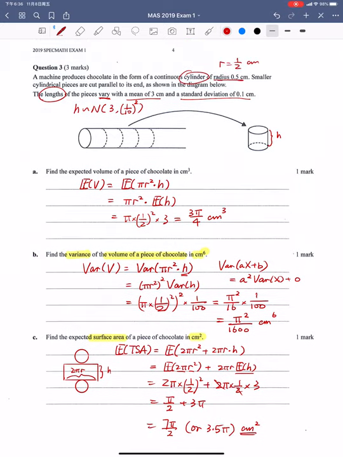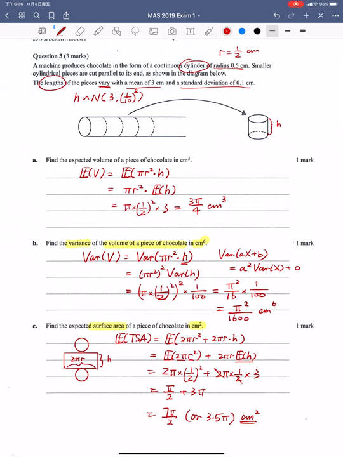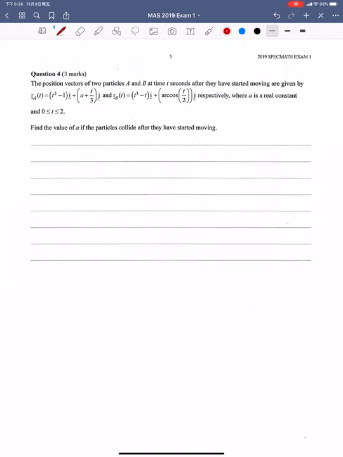All right. Pretty good question. Brand new idea. Let's move on. The position vectors of two particles A and B at a time t seconds after they have started moving. That means I must have a value of t greater than 0. Are given by this vector and that vector.